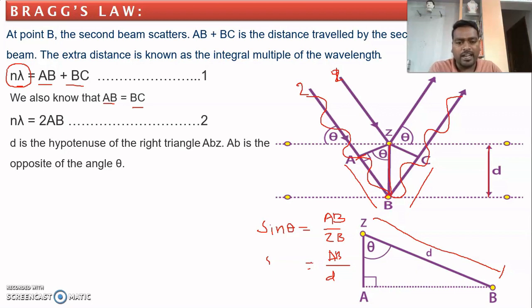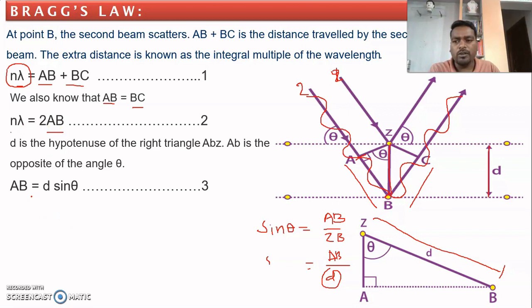So now I can write AB is equal to D sine theta, because we know that sine theta is equal to opposite, that is AB, divided by hypotenuse ZB, and ZB is the interplanar distance D, so that's why I put D here. Then we also know the value of AB from the figure. We have n lambda is equal to 2AB, so AB is equal to n lambda divided by 2.